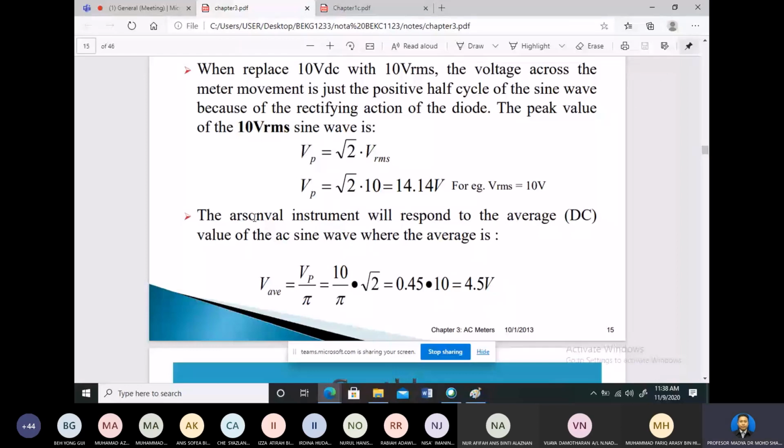Okay, and then the instrument will respond to the average DC value of the AC sine wave, where the average voltage is V peak over pi. For example, V peak is the square root of 2 multiplied by 10, divided by pi. So the average voltage is 4.5 volts. This is the average DC value.